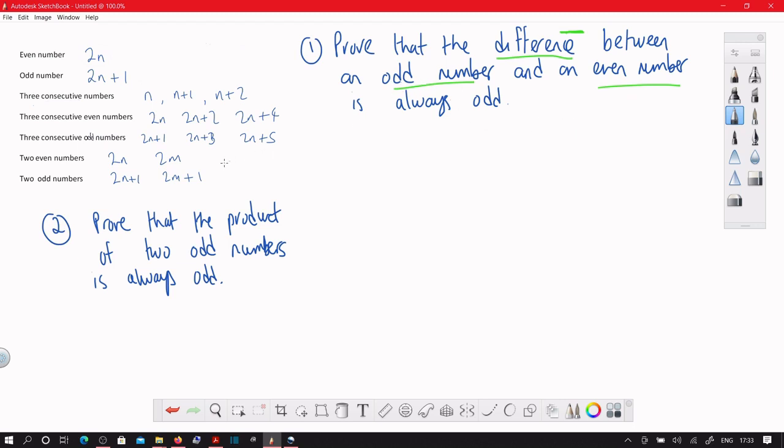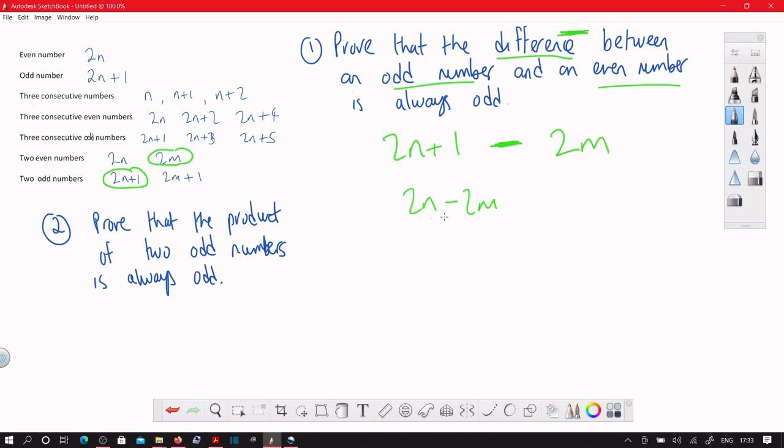So for an odd number, we can use 2n plus 1. For an even number, we're not going to use the same letter, so we'll use 2m. Difference. What does difference mean? It means takeaway. So we got 2n plus 1, take away 2m.